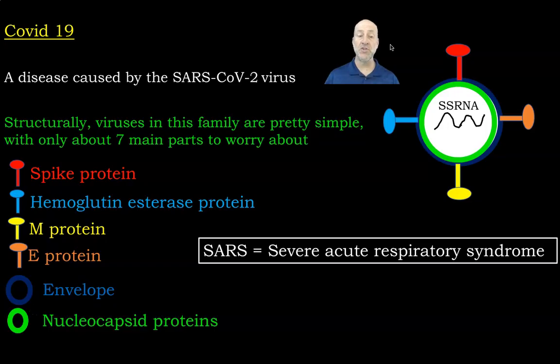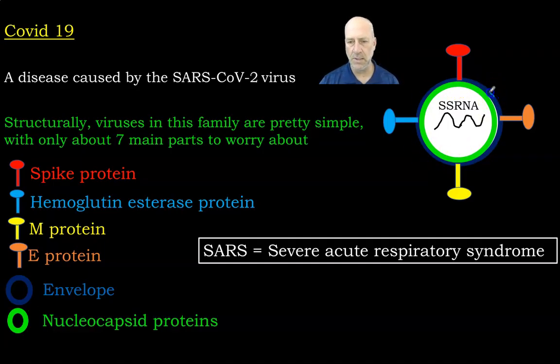Structurally, CoV-2 is not a complex virus. Most viruses aren't. There's about 15, maybe, total proteins. We're really going to worry about 7 main parts, and I'll talk about each one because each of these is fairly functional. So the spike protein and the hemagglutinin esterase protein, in red and blue, are these proteins sticking off of the viral capsule. Then the M protein and the E protein.